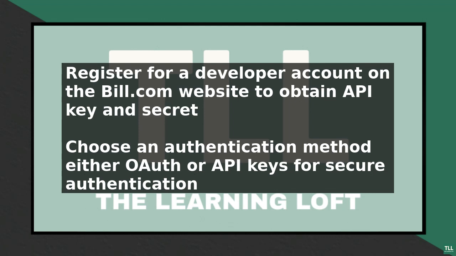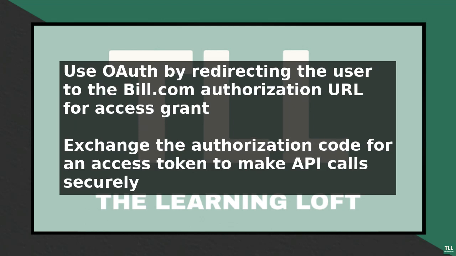To use OAuth, redirect the user to the Bill.com authorization URL, where they will be prompted to grant access to your application. After the user grants access, Bill.com will redirect them to your application's redirect URI, along with an authorization code. Your application can then exchange this code for an access token, which can be used to make API calls.